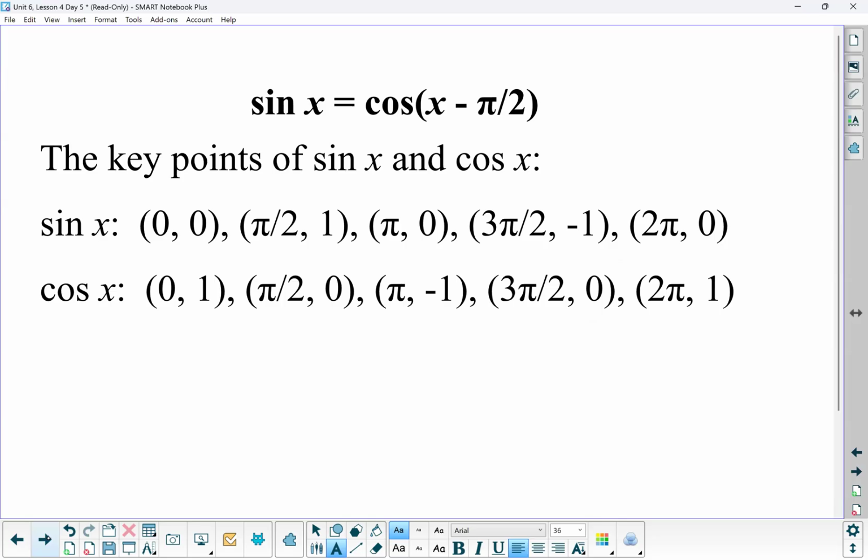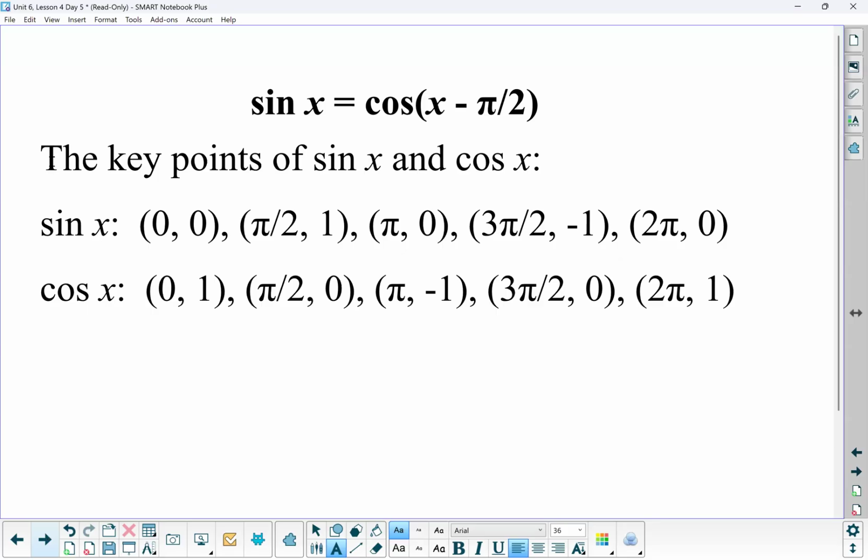So a couple of pieces of information. First, the graph of sine x is exactly the same as cosine of x minus pi over 2. In other words, if I shifted the cosine function pi over 2 units to the right, I would get the sine function.